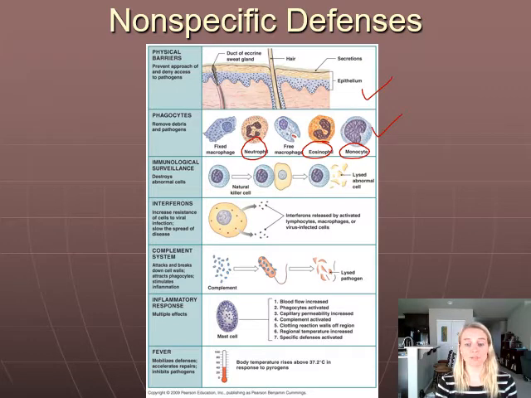Before I go away from this slide, I want to talk a little bit about fever. Fever in this table is the last non-specific defense. So let me flip to that section. Fever is any time that your body maintains a higher than normal body temperature, usually 99 plus would be considered a fever. If you remember from 231 and 232, we were talking about the hypothalamus, the suprachiasmatic nucleus somewhere in the hypothalamus was your thermostat.